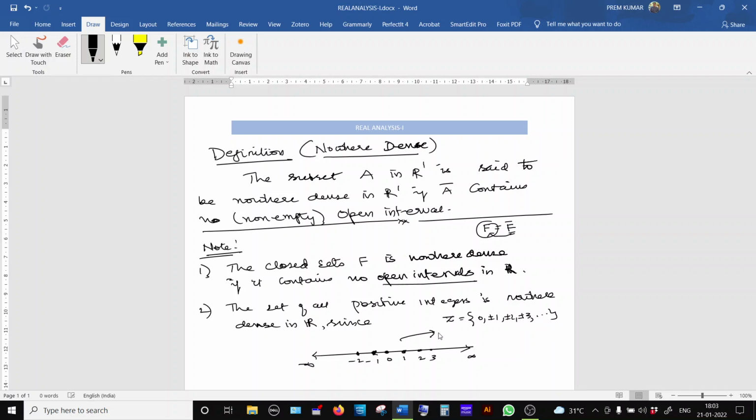Now you can consider all these as single point sets. Already we discussed that singleton sets are closed in any metric space. So all the singleton sets are closed, and a singleton set definitely cannot contain any open interval because it has only one element.